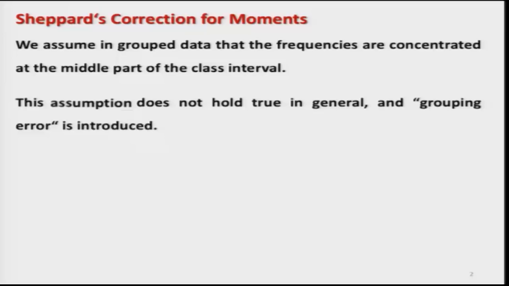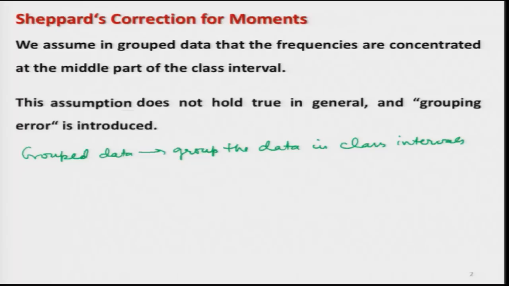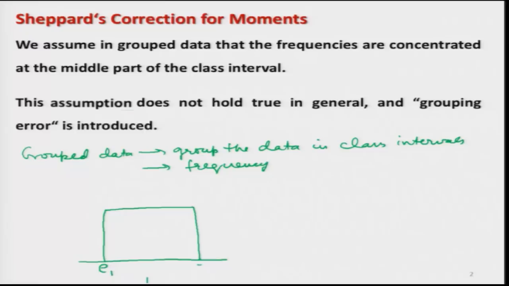Okay, so you may recall that whenever we have continuous data or, say, grouped data, what we do is try to group the data in class intervals. And the frequency of that group indicates how many values are present in that interval. Now, we have here an interval, say E1 to E2, and we assume that the frequency of this interval is concentrated at the midpoint x1.